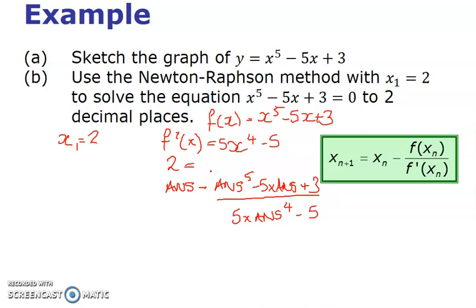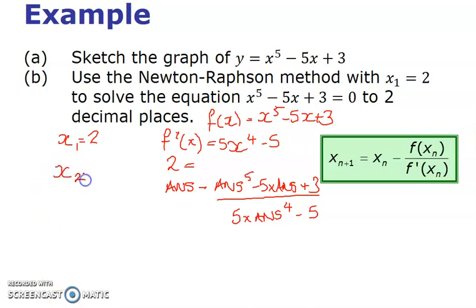So 2 equals, and then answer minus fraction button, answer to the power 5 minus 5 times the answer, I'm pressing the wrong button too. Got there eventually. And then 5 times answer to the power 4 minus 5. So what do I get? I get the answer 5/3, 1.67-ish. So that kind of fits in with what I was doing on that picture just now.